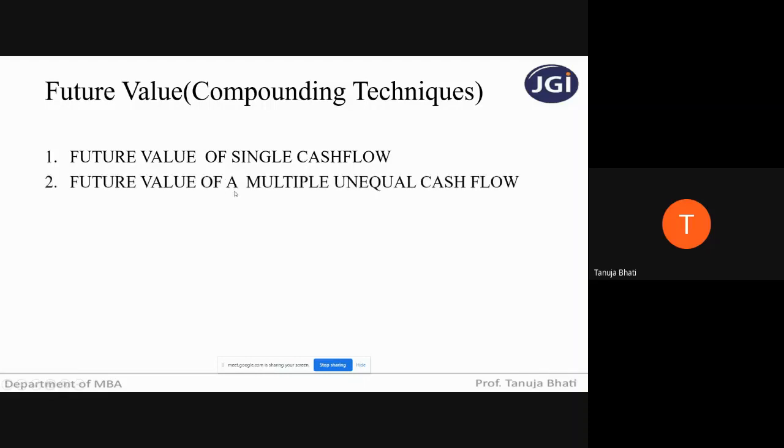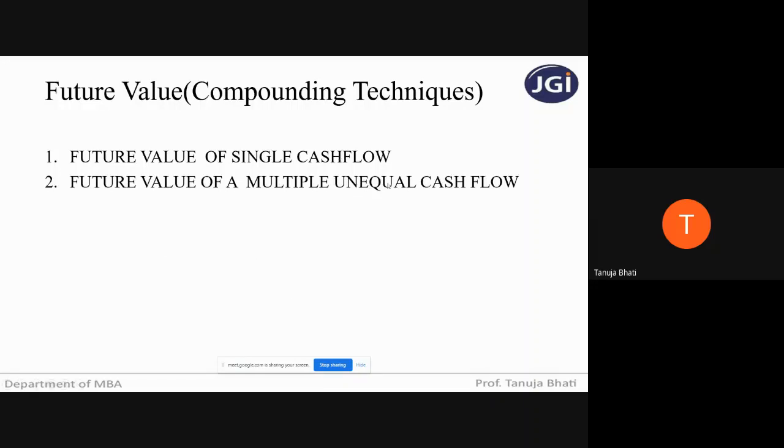Next, future value of multiple unequal cash flows. Just continuing the example which I gave in single cash flow, I deposited 15,000 in the bank today for 10 years. Again, in the second year, I deposited 20,000 in the bank for again 10 years. Then again after 3 years, I deposited, suppose, 25,000 in the bank for again a certain number of years. So what is happening here? The cash flow is not once. Here the cash flow is happening multiple times. When I say multiple, it means more than once.